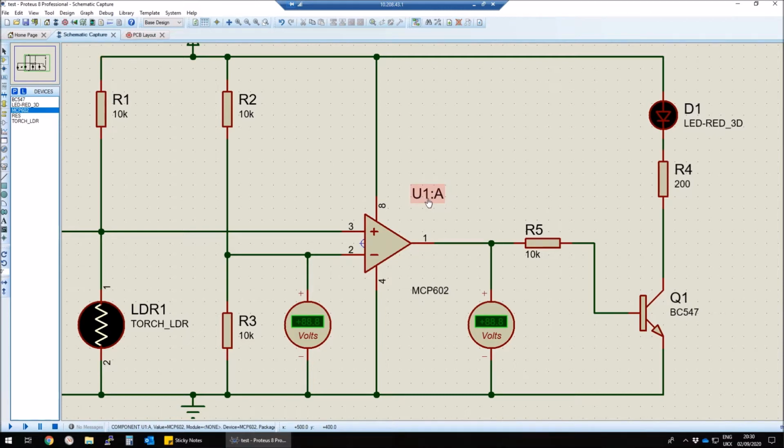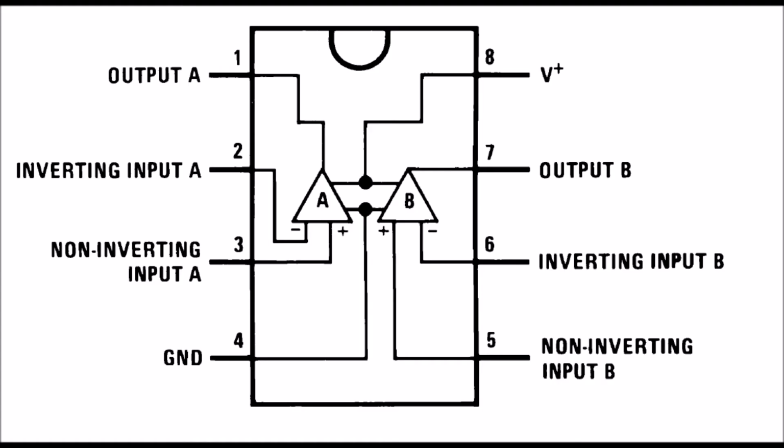In the schematic capture window, the component identifier has the letter U for integrated circuit, followed by a 1 as this is the first integrated circuit in the design. Because there are 2 amplifiers in the chip, this identifier has an additional term A to denote that this is the first amplifier in the chip. The non-inverting input is pin 3, the inverting input is pin 2, and the output is pin 1. You can see from the pin diagram that this is amplifier number 1.